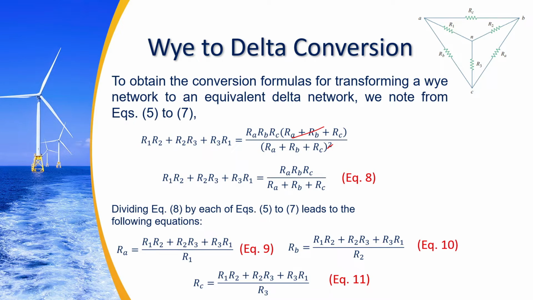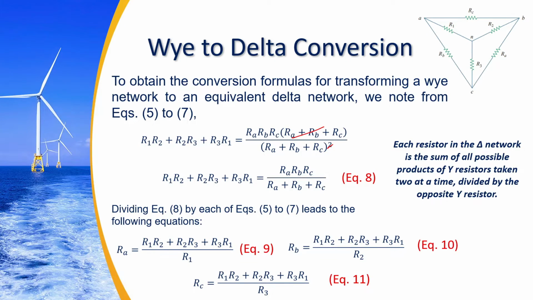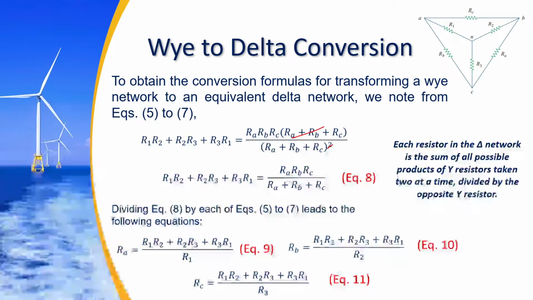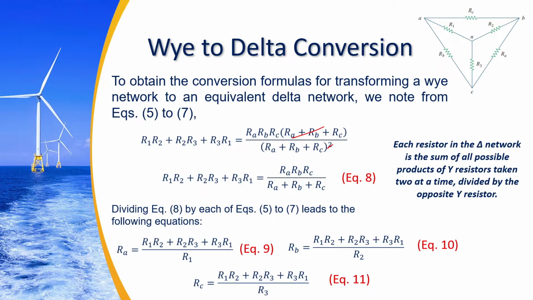Okay? Bilang shortcut, para mabilis natin matandaan yung bawat formula, take note tayo dito. Each resistor in the delta network is the sum of all possible products of Y resistors taken two at a time, divided by the opposite Y resistor. Okay? Kunin lang daw natin yung sum ng mga product ng bawat Y resistor. Then, divide natin siya doon sa opposite niya.